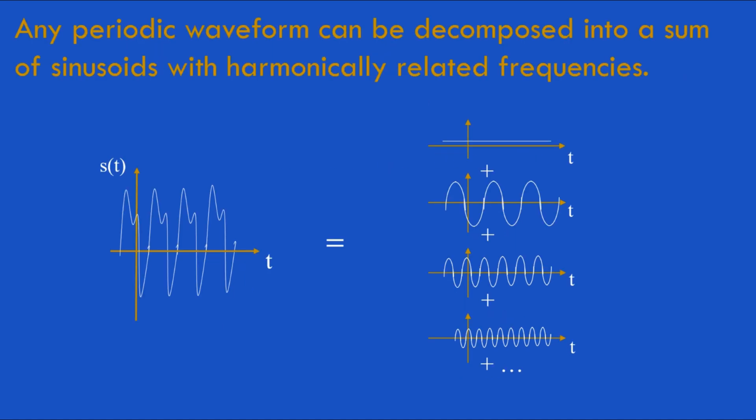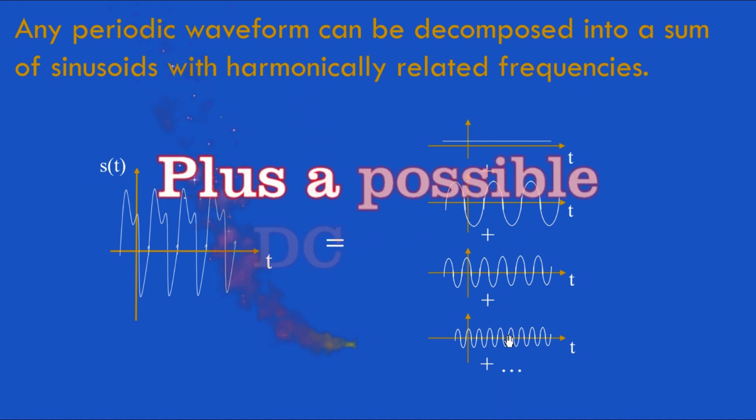And here's an example of doing that with our guitar waveform. We have a signal, S of t. That's the guitar waveform. You can see it here, voltage versus time. Fourier theory says that we can decompose that into a sum of sine waves. So we take a bunch of sine waves and add them together.